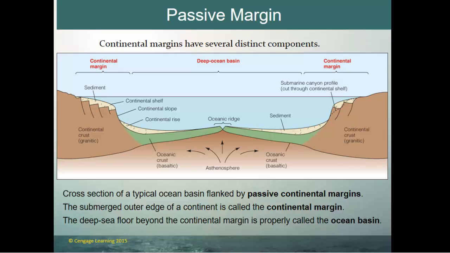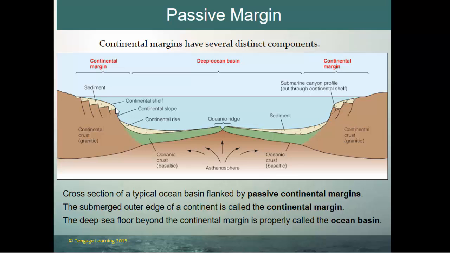And what you're looking at here is a passive margin in a deep ocean basin. So here's your continental margin, and here's your other continental margin. And so the continental shelf is the seaward extension of the continent. And it's generally covered by some type of sediment. And that is the continental shelf that goes way out from our side of the continent.